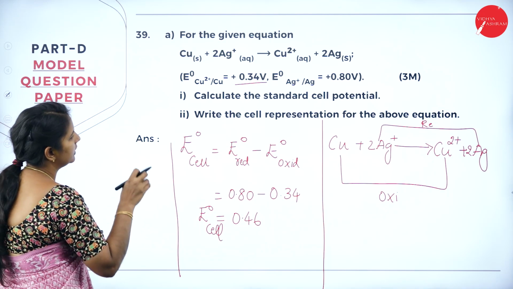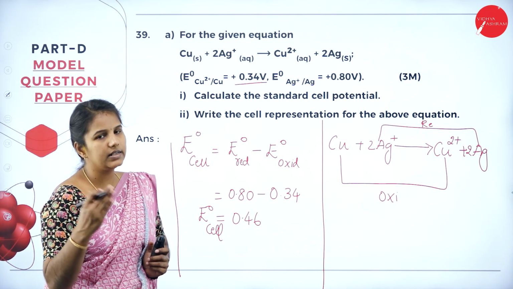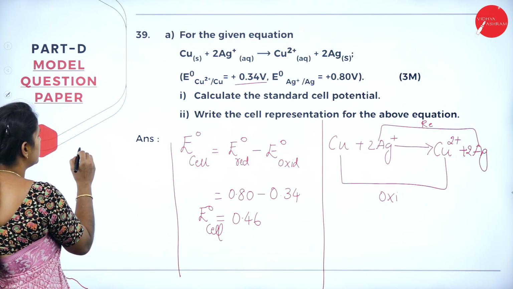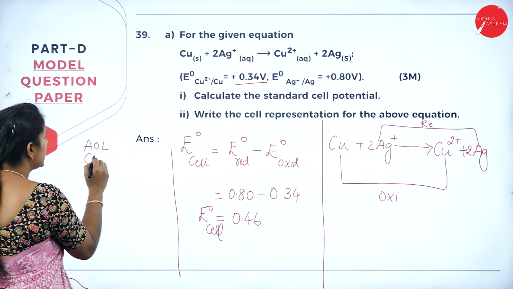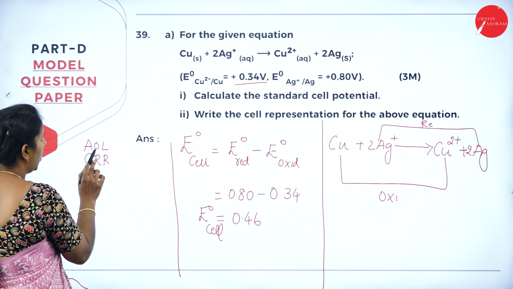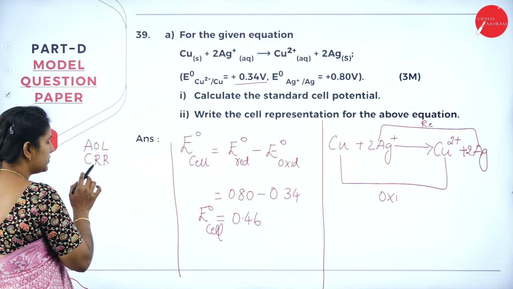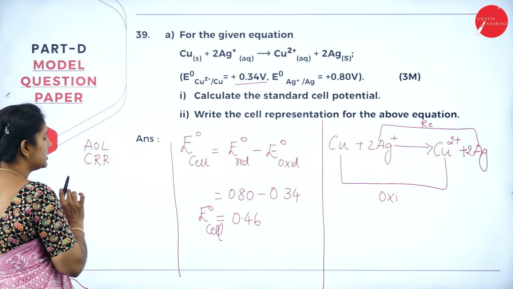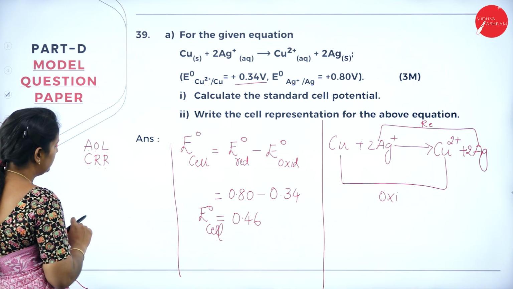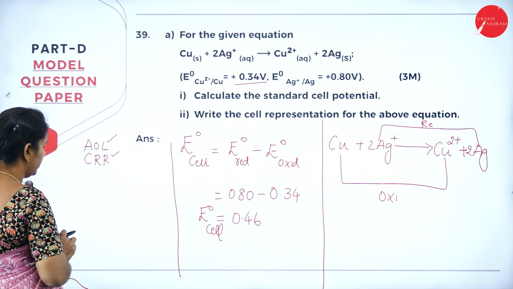So first I'll go with the anode side, where oxidation always takes place, and at the cathode side, reduction takes place. You can remember this code: AOL and CRR. A stands for anode oxidation, that is a loss of electrons, whereas C stands for cathode reduction, where the addition of electrons takes place. And remember how to write: this stands for the left side and this stands for the right side. You can consider it in your own way.